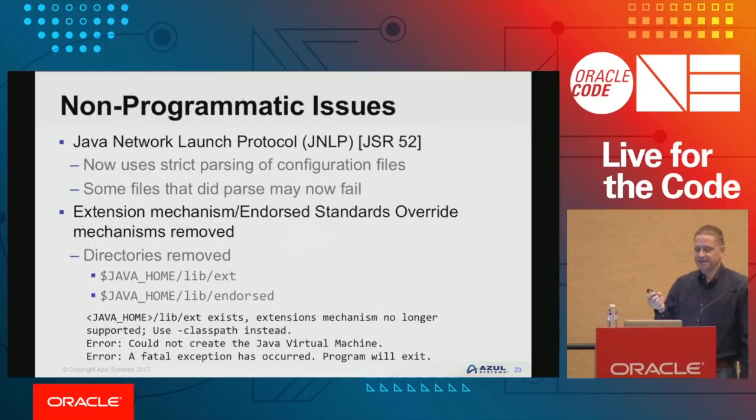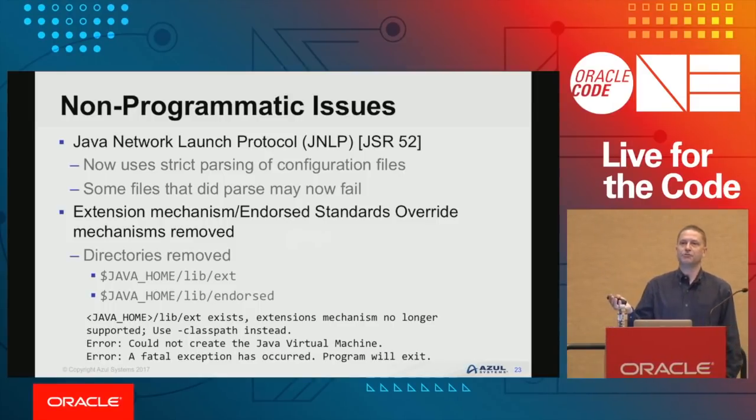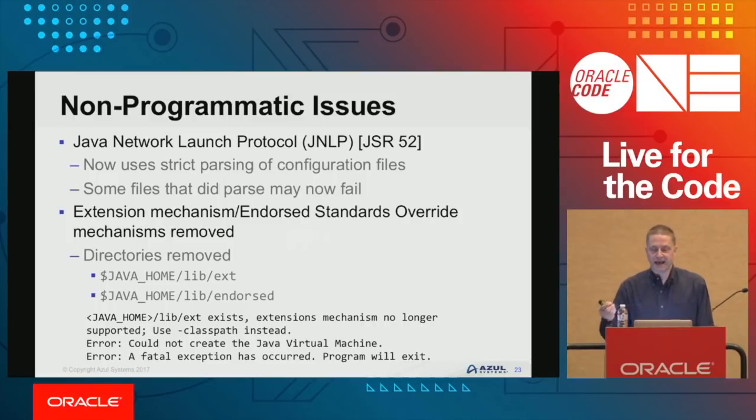Things that are non-programmatic issues that might affect your application. So the Java Network Launch Protocol is part of Java Web Start. And the configuration files for that are basically XML-type files. In the past, they were parsed in a way that would allow you to get away with certain things which weren't strictly correct. Now they're parsing them strictly, so you might find that some JNLP files that you've created won't parse on JDK 9 that would parse on JDK 8.